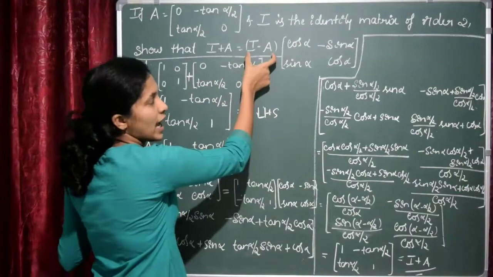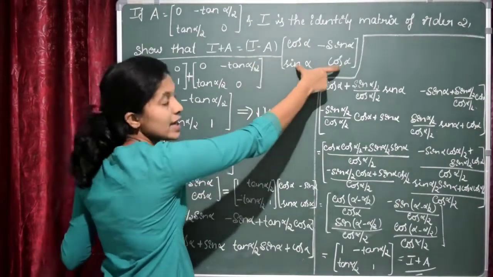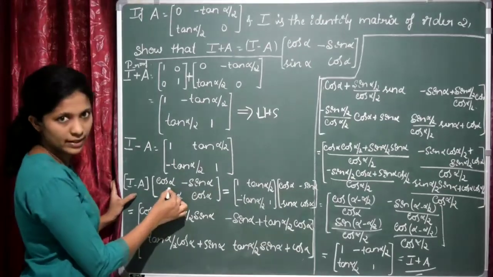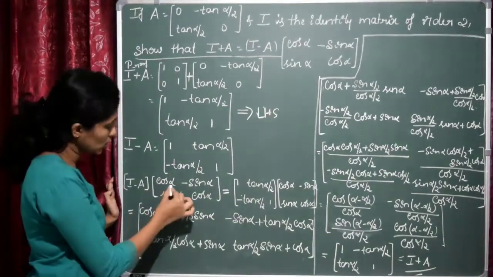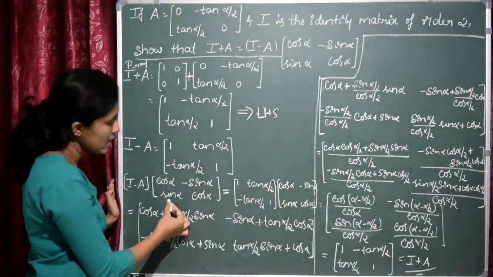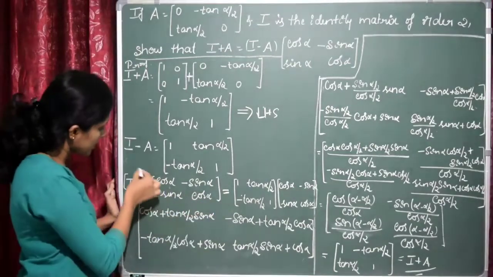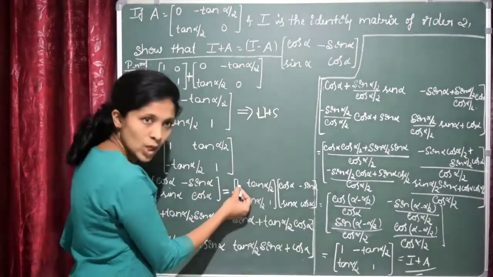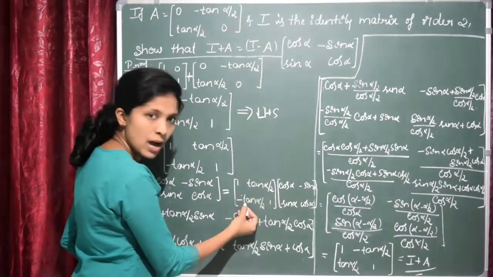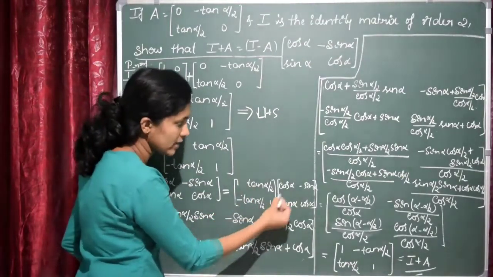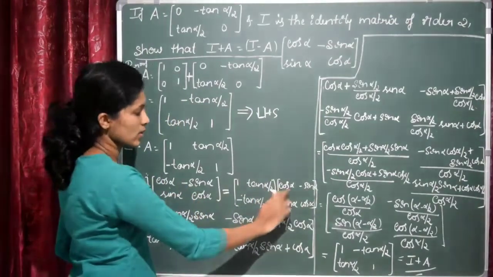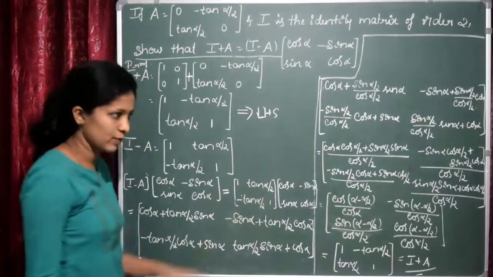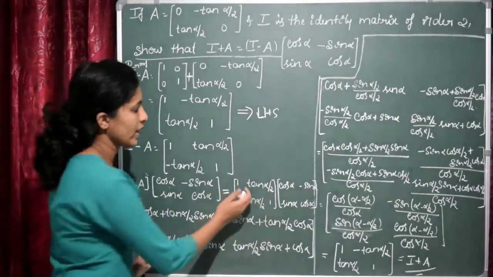Next you have to find I minus A into, you have to multiply by this matrix. I have written I minus A into that same right hand side, I minus A into cos alpha, minus sin alpha, sin alpha and cos alpha. Just we have substituted the value of I minus A. What is I minus A? 1, tan alpha by 2, minus tan alpha by 2 and 1. And this is as it is, cos alpha, minus sin alpha, sin alpha, cos alpha. This is given in the question, right? Now we have to multiply this.